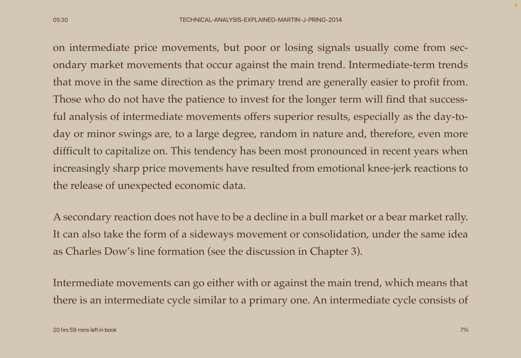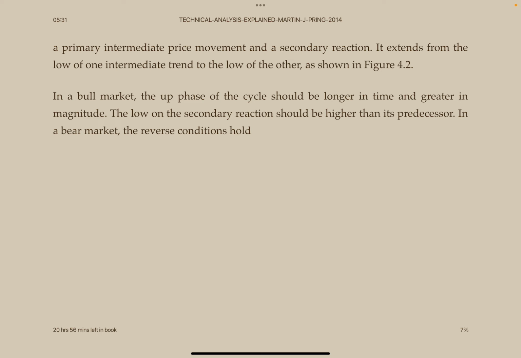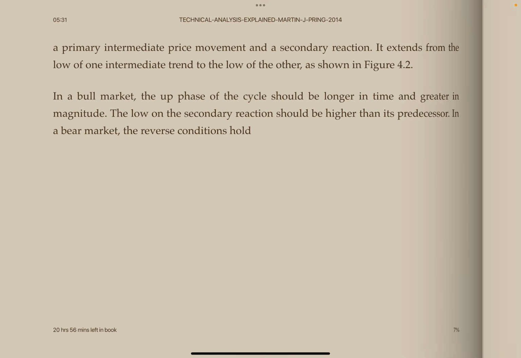Intermediate movements can go either with or against the main trend, which means that there is an intermediate cycle similar to the primary one. An intermediate cycle consists of a primary intermediate price movement and a secondary reaction. It extends from a low on one intermediate trend to the low on the other, as shown in figure 4.2. In a bull market, the up phase of the cycle should be longer in time and greater in magnitude. The low on the secondary reaction should be higher than its predecessor. In a bear market, the reverse condition holds.